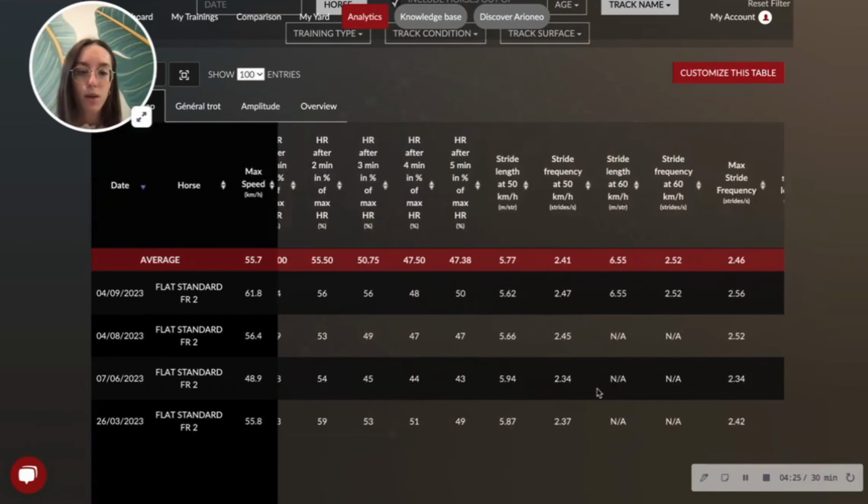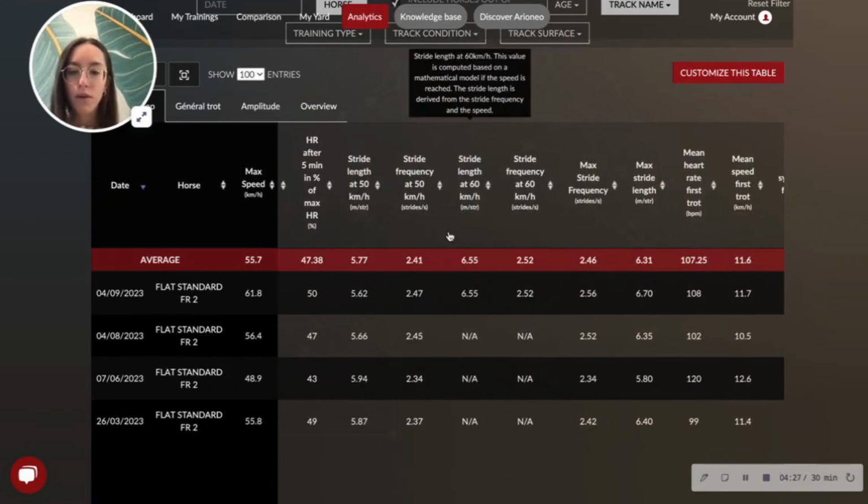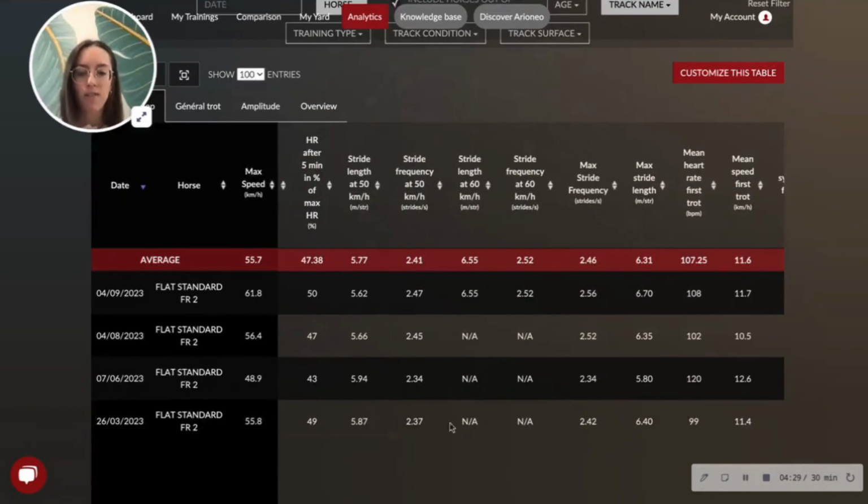And if I take a look at the stride length and stride frequency, here at 60, I don't have any values because I was not fast enough, but for the 50 kilometers per hour, I have some values. And I can see here my stride length is quite similar to the one before, but it's still a lot shorter than what we used to have a few months back. So that could be interesting here to try to question where it could come from.